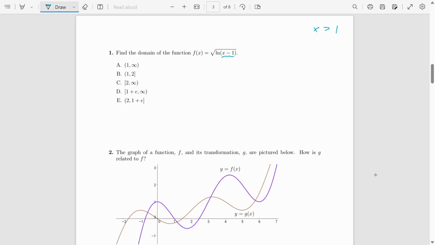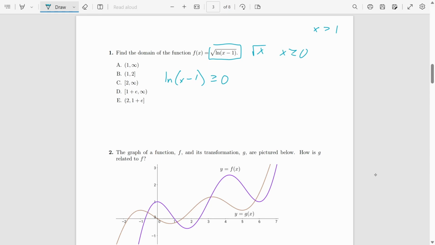For our second one, we have to take into account the whole thing. I said before that for a square root, the inside must be greater than or equal to 0. So ln of x minus 1 must be greater than or equal to 0. And then we just simplify from here.